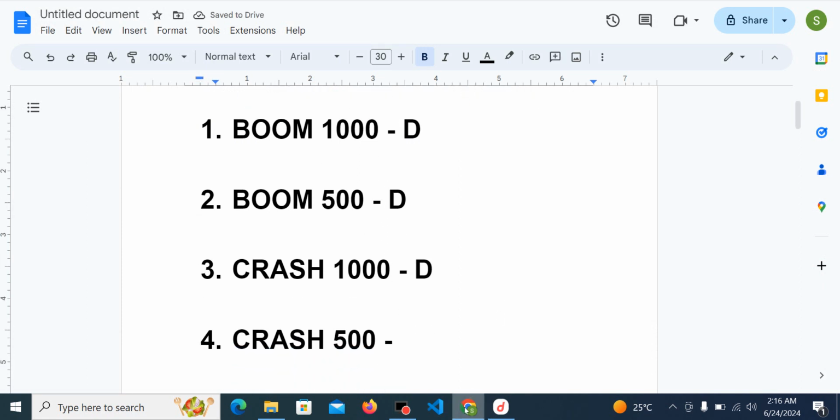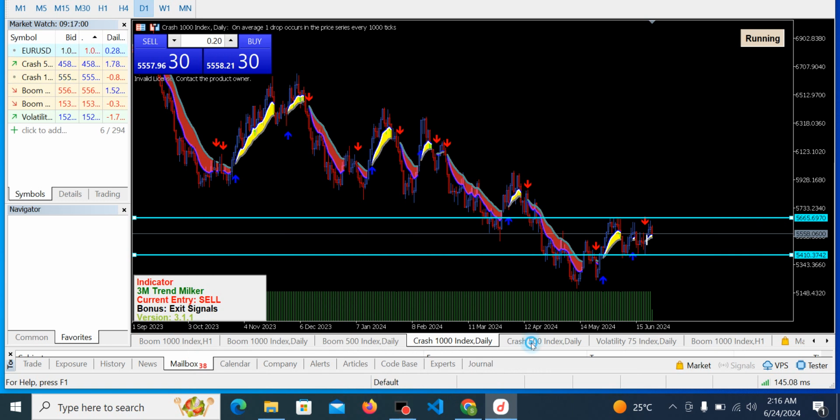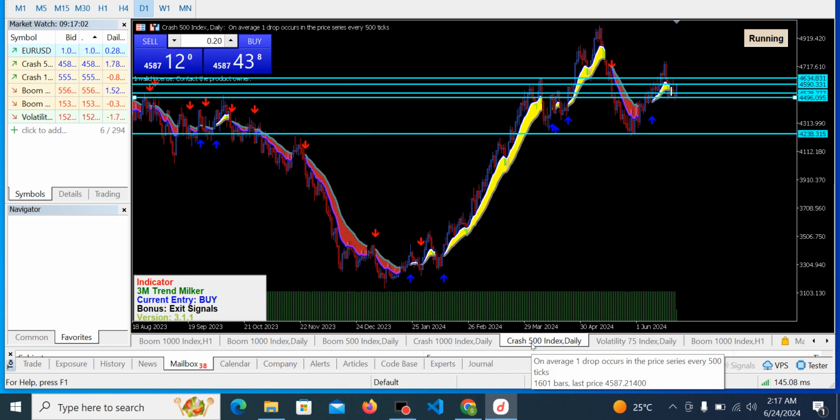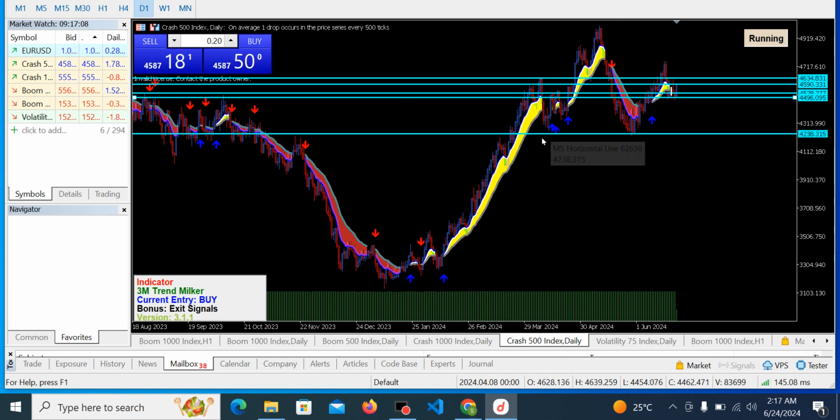Next asset is going to be Crash 500. Let's check that out also. This is Crash 500. It started an uptrend from here and got to this region, sold for a while till it got to this support zone. It was unable to break out from here, so it had this pullback, and it is still buying at the moment. So this is still on uptrend.